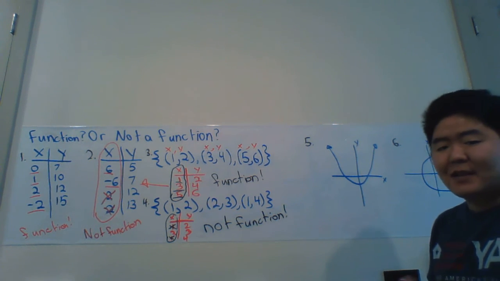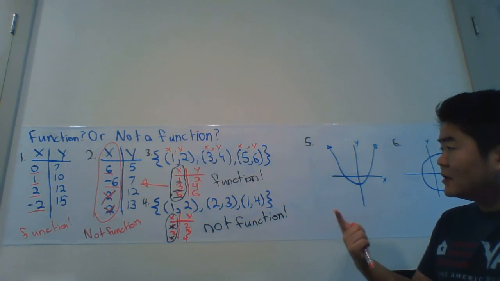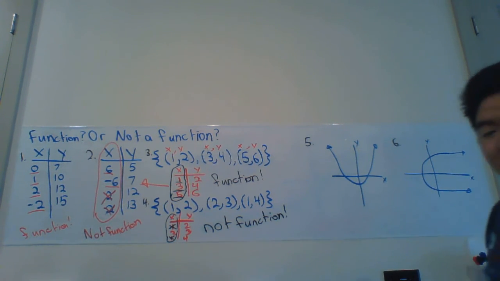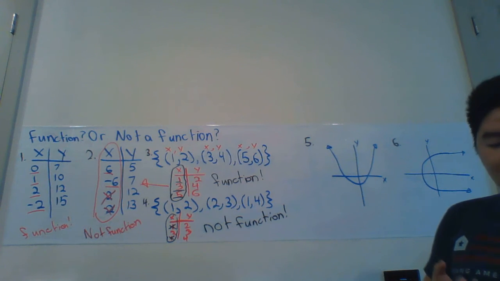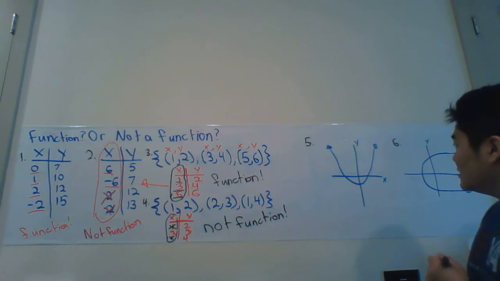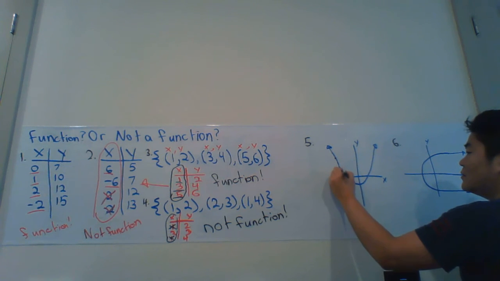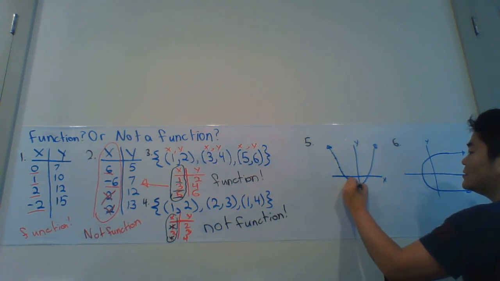So that is tables and relations. Now let's go on to graphs. Now graphs, you could do the same thing. You could do something very similar. You can plot points all over this graph and find the coordinates.